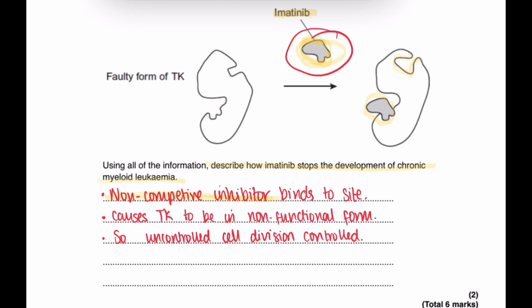What type of inhibitor is this? This is a non-competitive inhibitor, which means that it binds to any other site in the enzyme other than the active site, and this causes it to change shape and change the shape of the active site. So it causes TK to be in its non-functional form. So the active site is no longer formed and E-S complexes cannot be formed. So uncontrolled cell division is now stopped and more controlled.